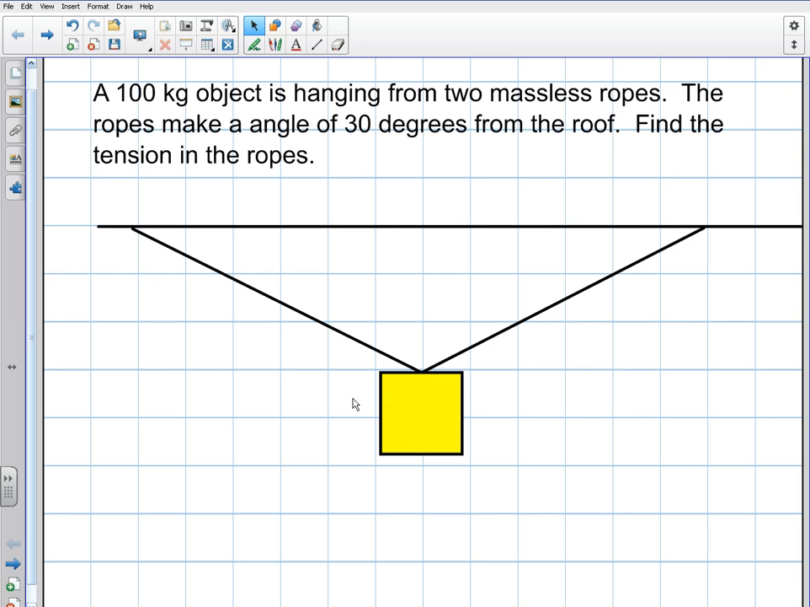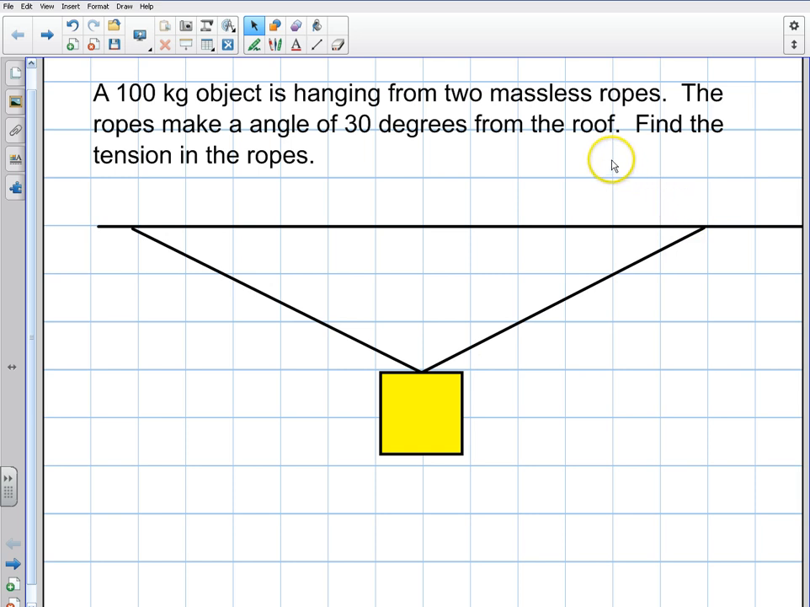So the problem states that we have a 100 kilogram object hanging from two massless ropes, and the ropes make an angle of 30 degrees from the roof. Find the tension in the ropes. Here's our object down here, this yellow box, and its two ropes are pulling away from it, and we'll pretend this is the roof above here.